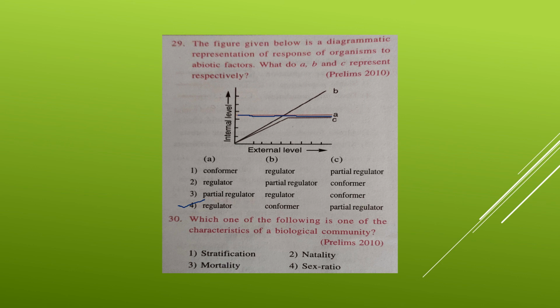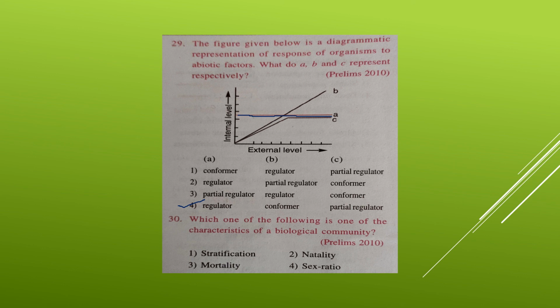Which one of the following is one of the characteristics of the biological community? So here they have given stratification, natality, mortality and sex ratio. So here, what will be the characteristic of the biological community?